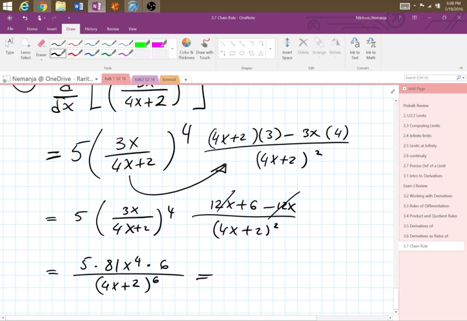Well, 5 times 6 is 30. And then 8 times 3, 24, so 243. And then a 0 because of 30. x to the 4th divided by 4x plus 2 to the 6th.